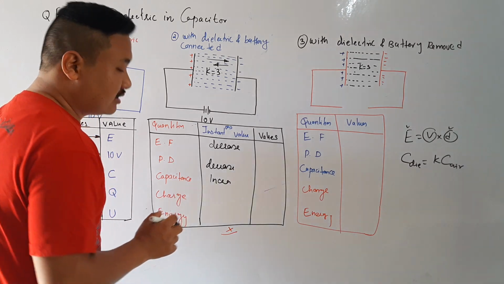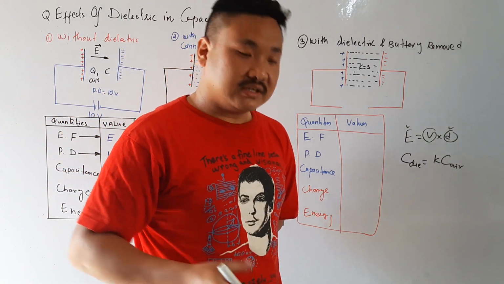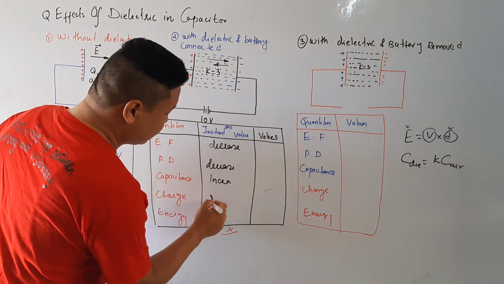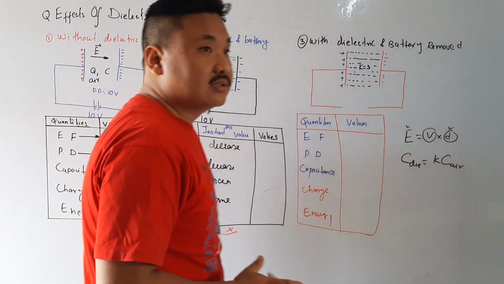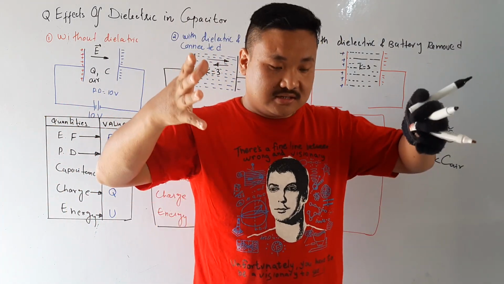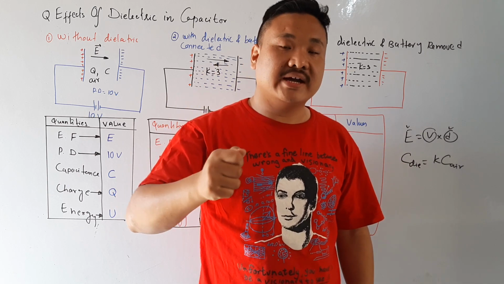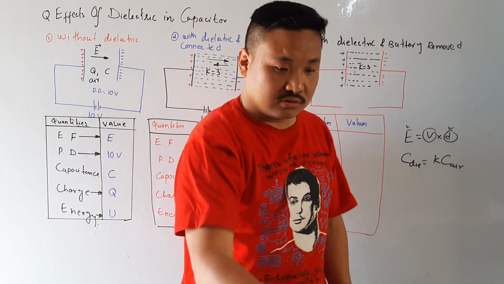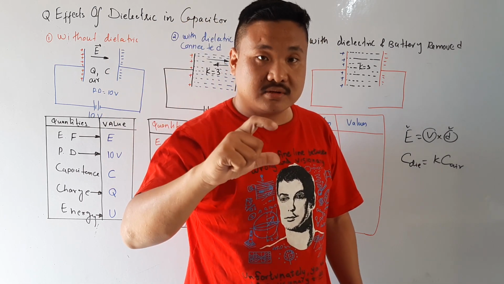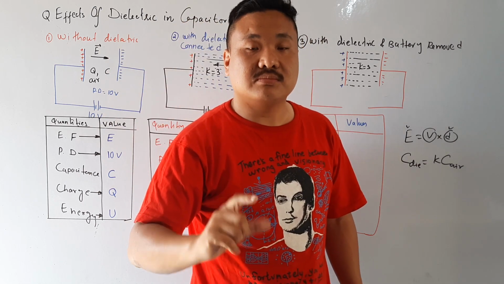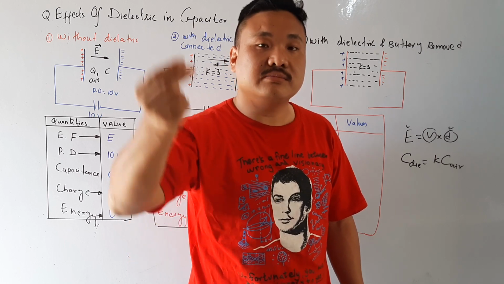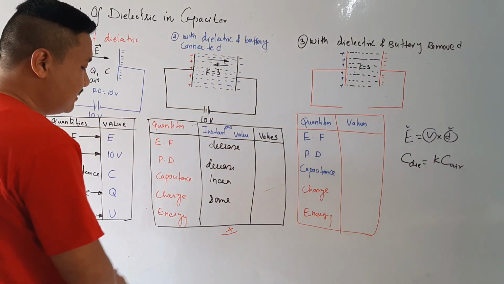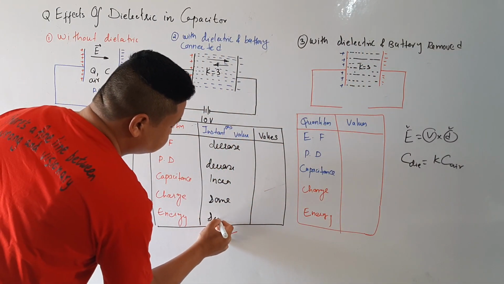Then charge: instantaneously, if there were 1000 charges, as soon as you put the dielectric, they will remain the same. For example, if you have a tap and a mug half filled with water, as soon as you place it under the tap, the water level will not change immediately, but after some time it will keep increasing because of the water pouring in. So this is not so important, and the energy will remain the same.